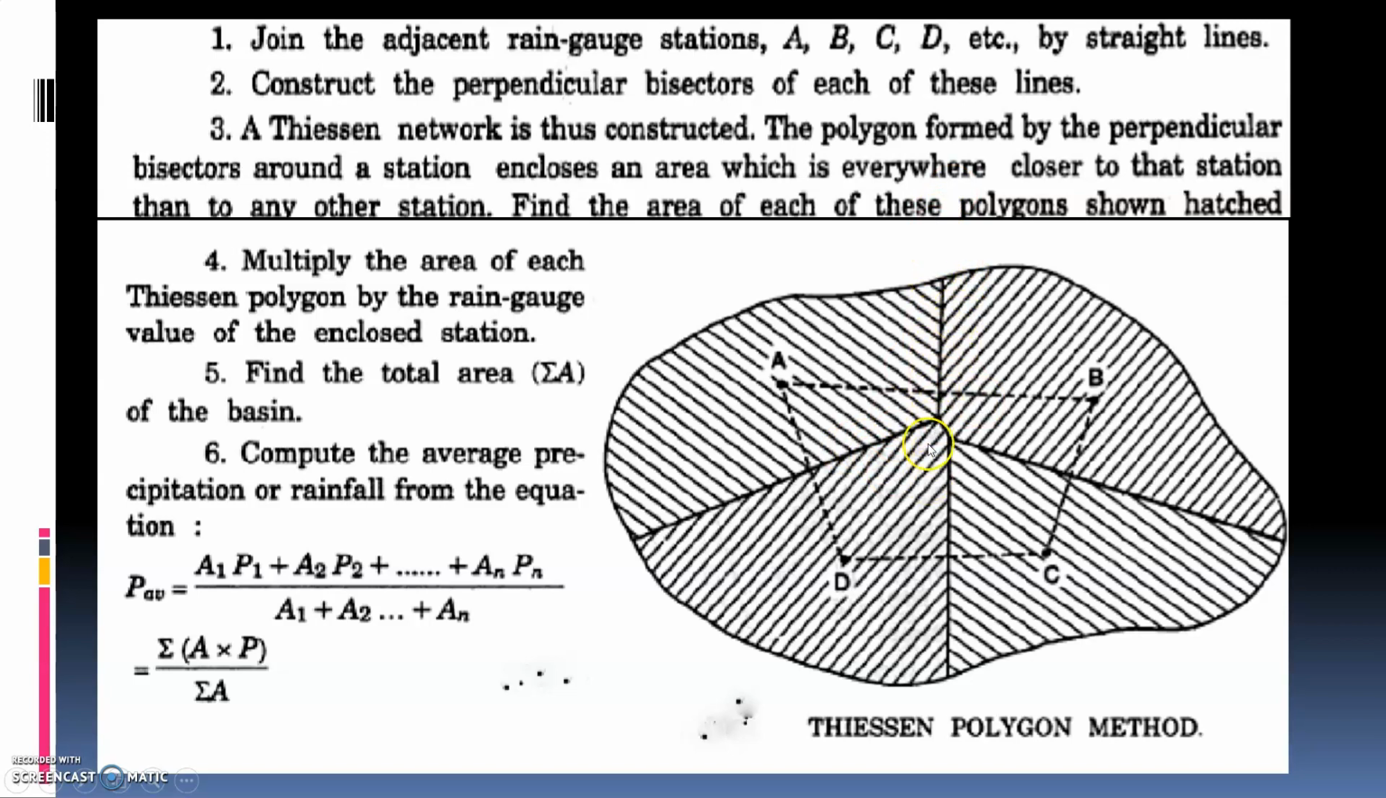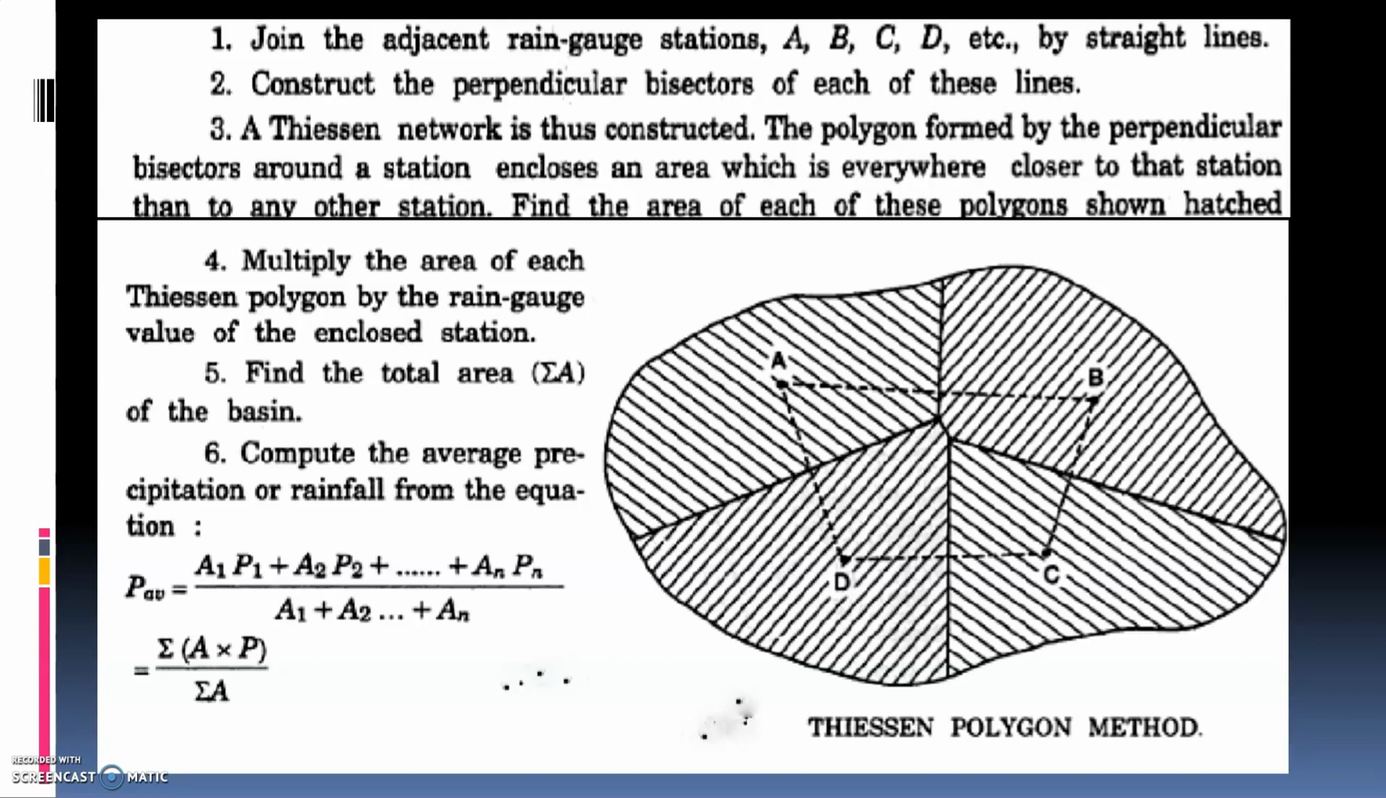So this is the perpendicular bisector, this is the perpendicular bisector, for this side this is the perpendicular bisector, and for this one also. A Thiessen network is thus constructed. The polygon formed by the perpendicular bisectors around a station encloses an area which is everywhere closer to that station than to any other station.